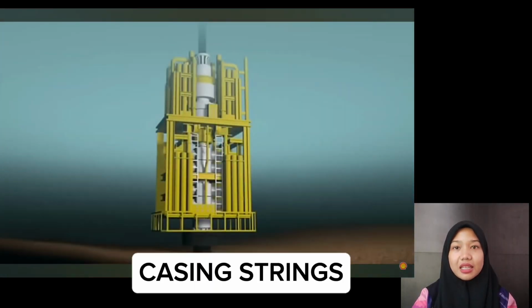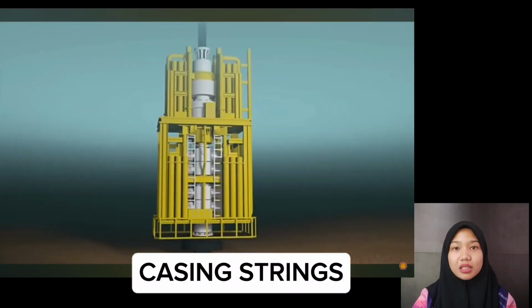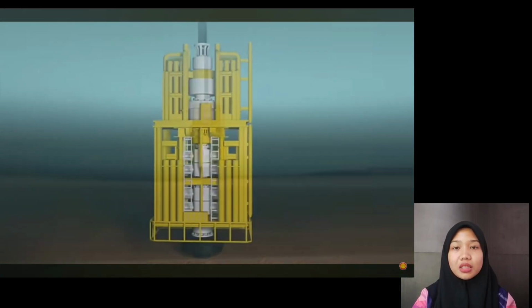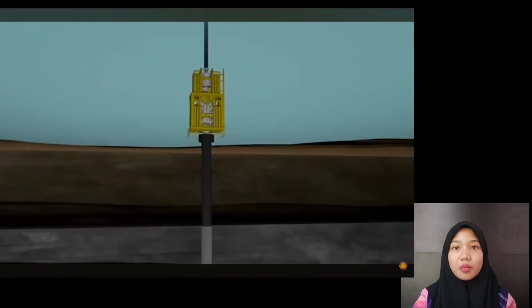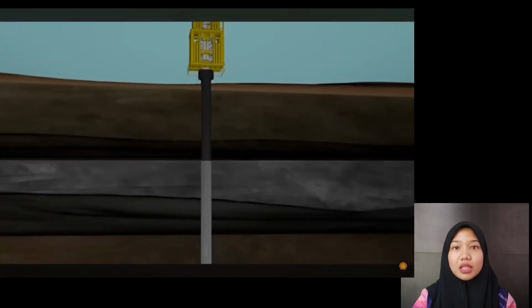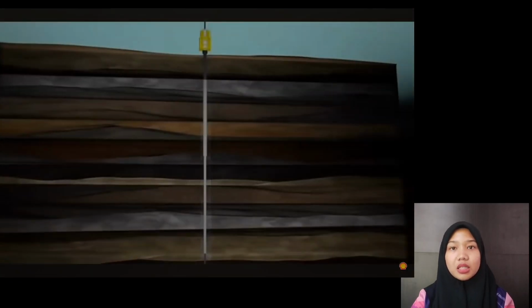And the last is casing string. A casing string is a continuous set of connected casing pipes. They are usually multi-stage strings: surface, intermediate, and production casing, each connected in place as drilling progresses.